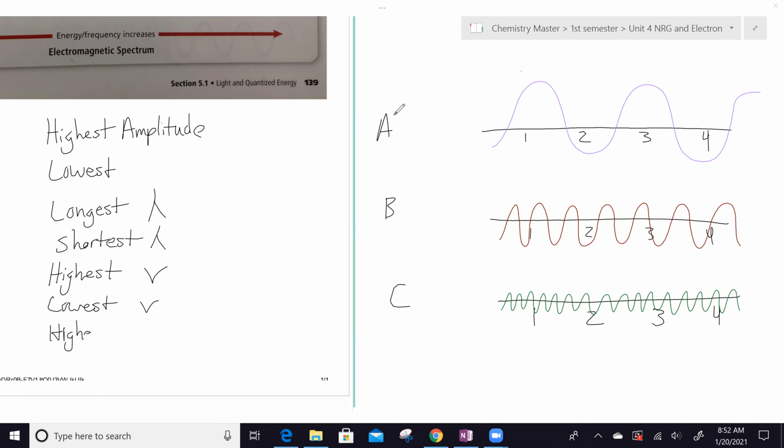And I could ask you for the highest and lowest. Wait, what am I missing? What's another one that we talk about? Yes, the energy. Very nice. I'm going to put a capital E for energy. All right. You got three waves: wave A, the purple one, wave B, the red one, and wave C, the green one. Okay. So those are your three waves.